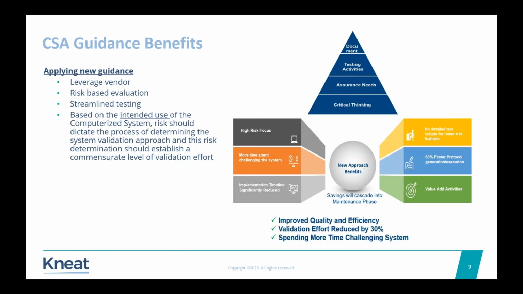Now, how you define your high risk features, guidance is given in the FDA document, and also there's GAMP second edition that you can look at for examples. Again, every company will be different, but it's the approach and the methodology that the FDA want people to use. We want to really focus on the high risk features. So again, if we look to the right of that, we have no detailed test scripts for lower risk features.